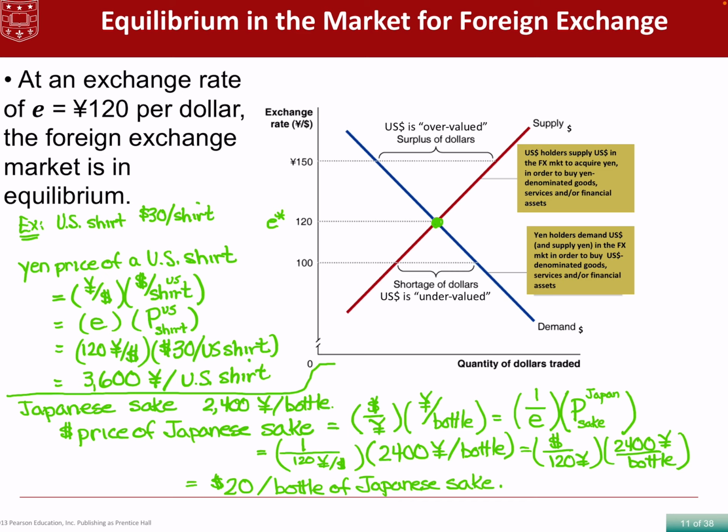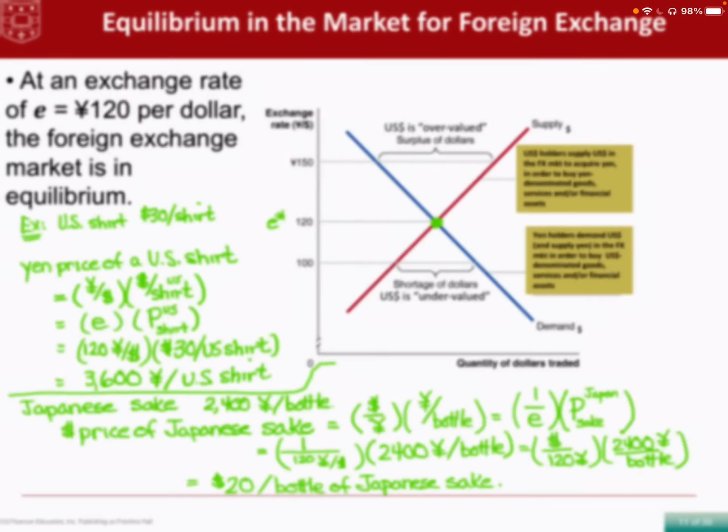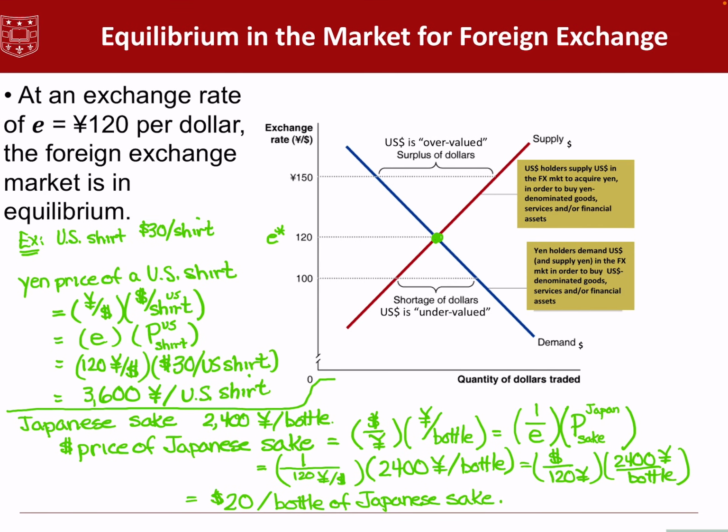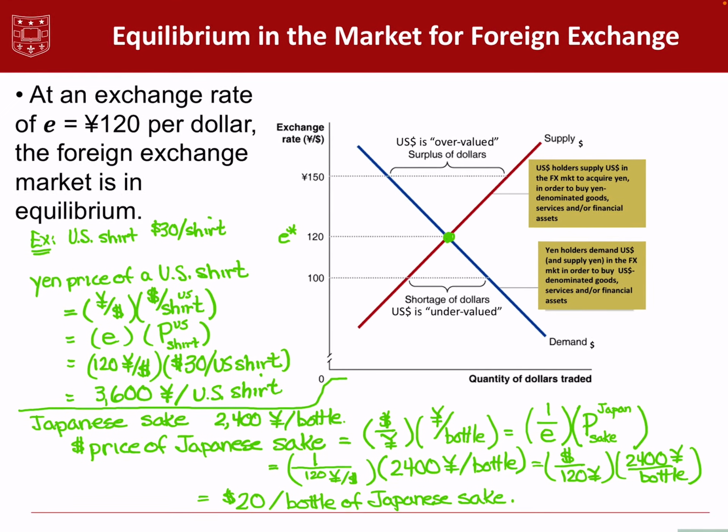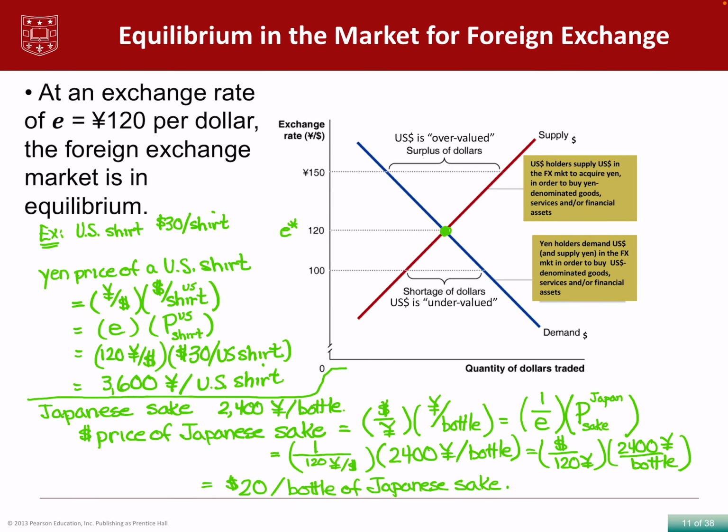Okay, so what I want to do is consider this idea that exchange rates that are higher than the equilibrium exchange rate involve the dollar being overvalued, and conversely, if the exchange rate is below the equilibrium exchange rate. So in order to do that, let me see if I can pull down, there we go.